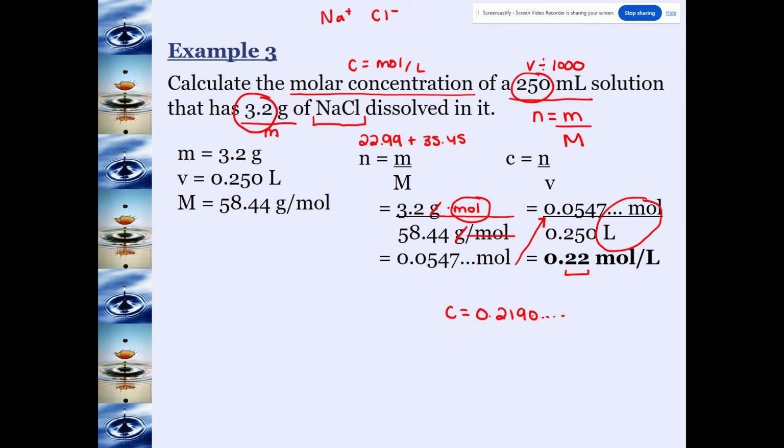0.2190, and so on. Remember, when you're keeping your sig digs, you always look at the digit you're cutting off. If it's a 5 or more, it rounds the last digit that you're keeping up. So that's why it becomes 0.22 moles per liter. Okay? And that is example 3. We have a couple more examples.